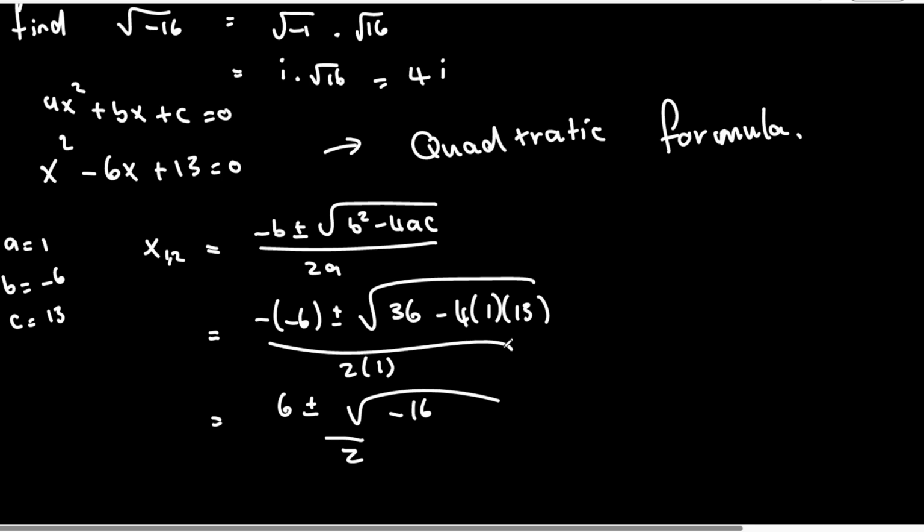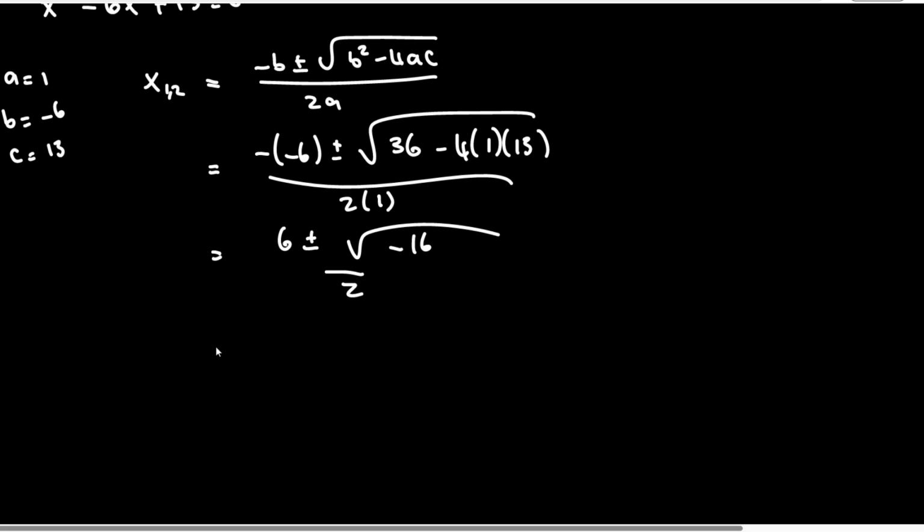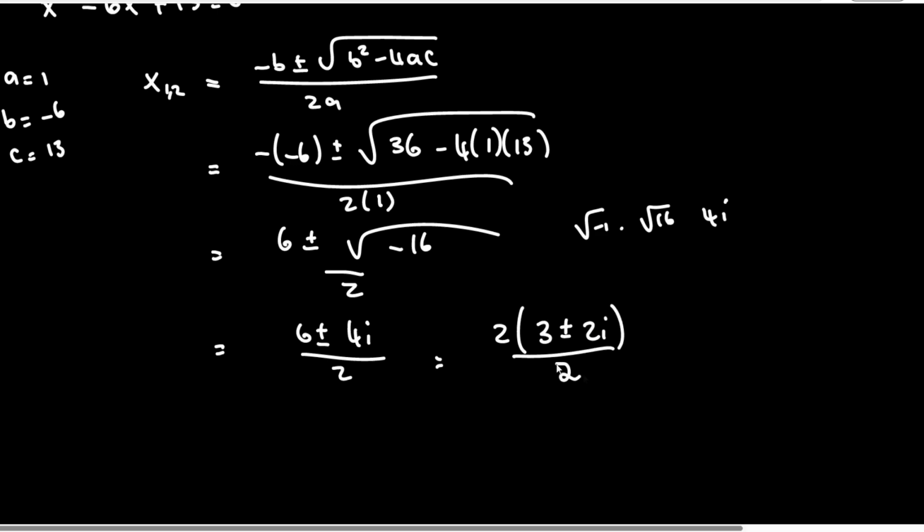Okay, but earlier we learned that we can use the root of -1 times the root of 16, which is 4i. So I can now just substitute the root of -16 with 4i, over 2. And then we can simplify by factorizing a 2. So we have 3 plus or minus 2i over 2. Cancel these two out. My final answer for the two roots will be 3 plus 2i and 3 minus 2i.